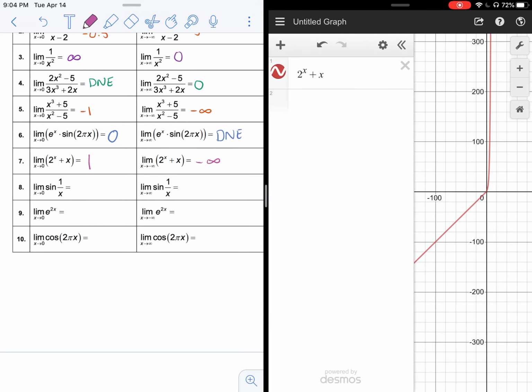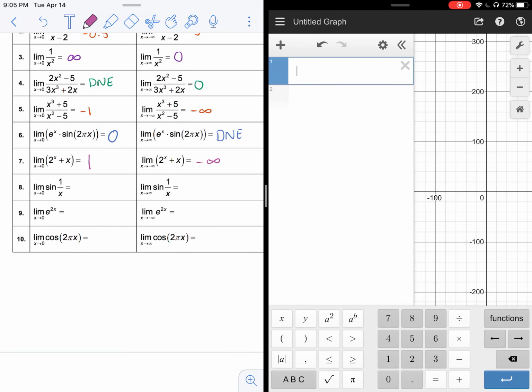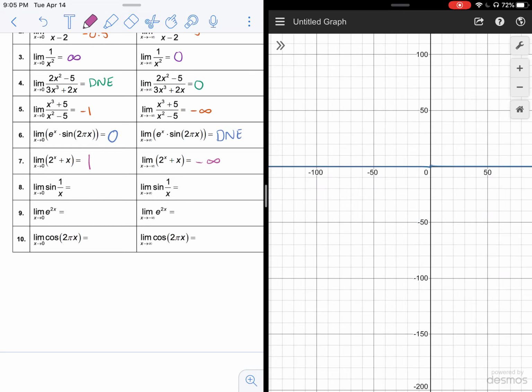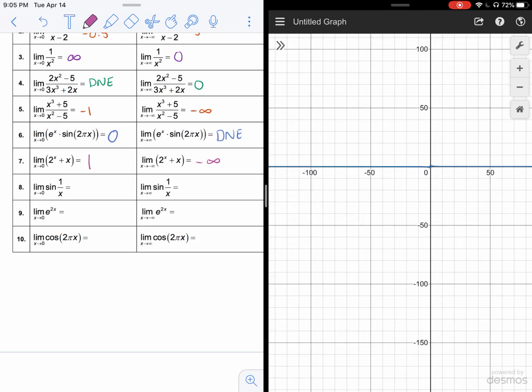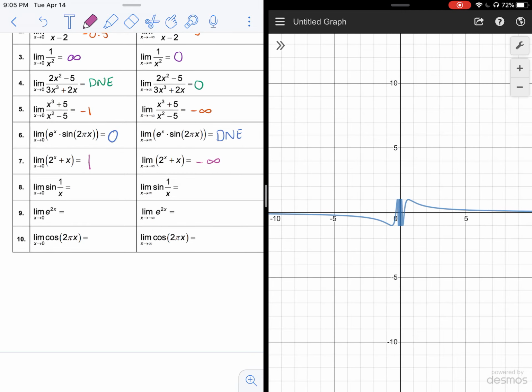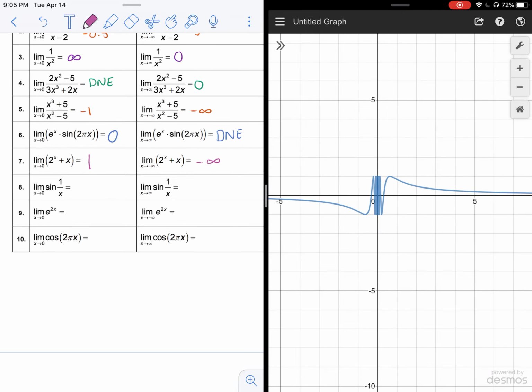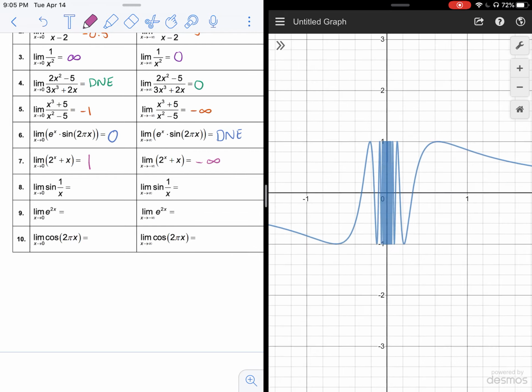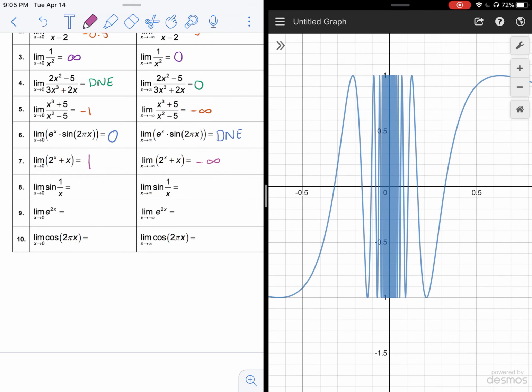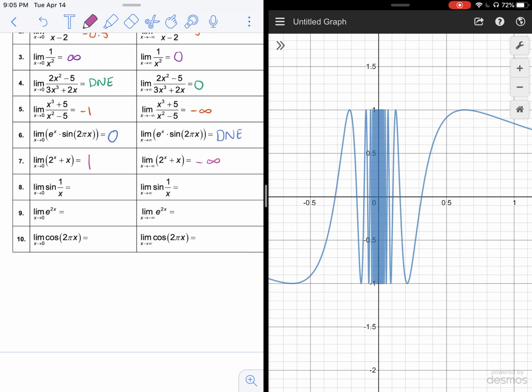Sine of 1 over x, there is a high likelihood that that will be an oscillating function. Let's see what we get. So sine of 1 over x. And again, as you zoom, it does crazy stuff. It's hard to see. The home button is a great tool for us here. All right, looks like we do have an oscillating function. Let's zoom in nice and close and see what's happening. Oh, this is an interesting one.